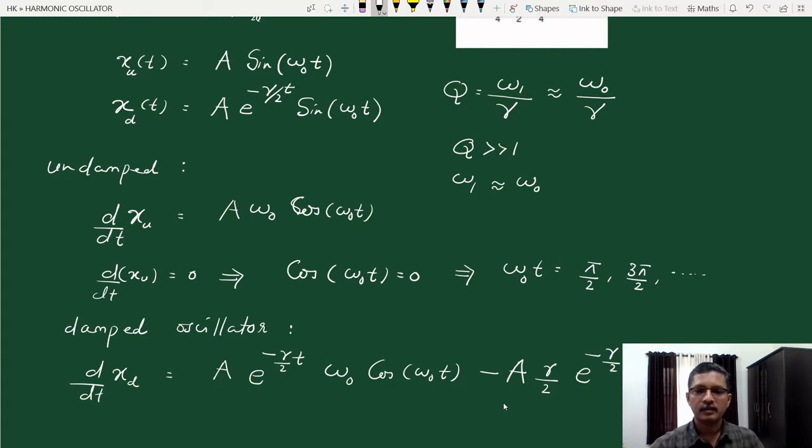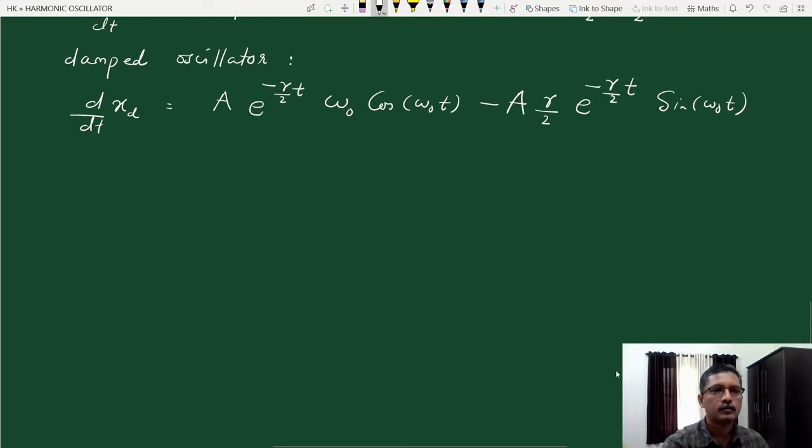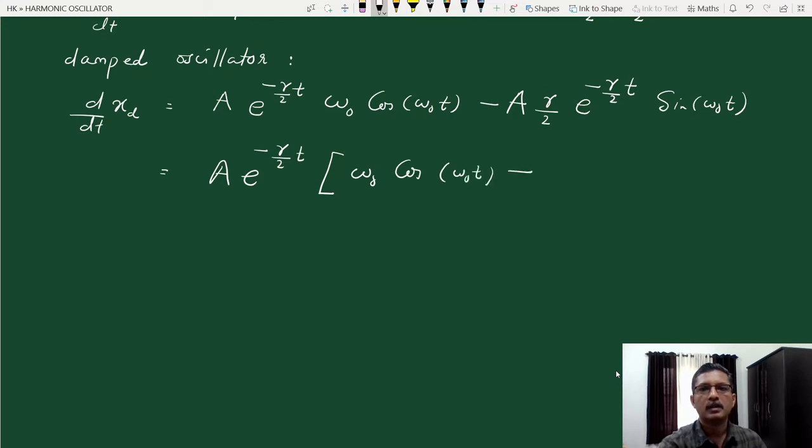Okay. I will take common terms outside. So what are the common terms? A is common, e raised to minus gamma by 2t is common, into omega 0 cos omega 0 t minus gamma by 2 sine omega 0 t. Okay, and then equate this to 0.